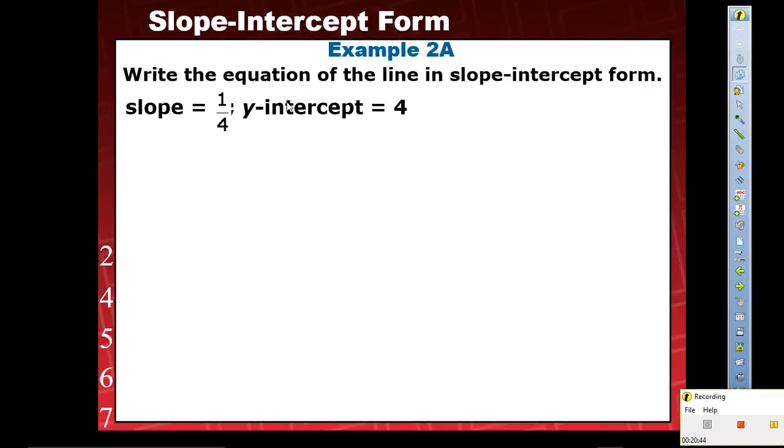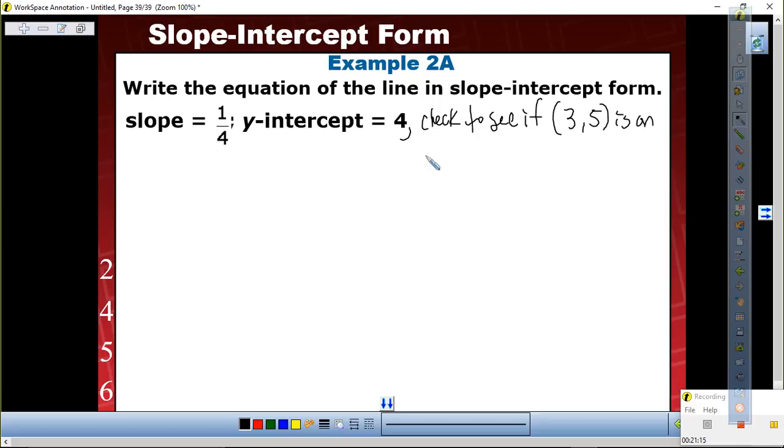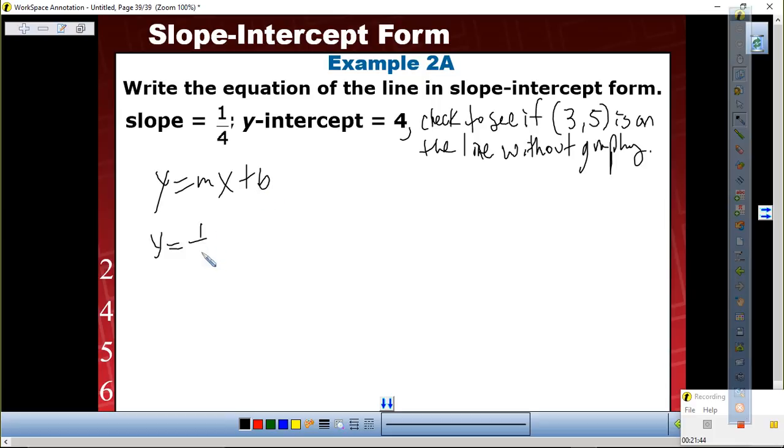Copy this one, example 2A at the top of the medium-sized one on the left side. At the top left, write the equation of the line in slope-intercept form, slope 1/4, y-intercept 4. Then write, comma, check to see if (3, 5) is on the line, but look at this last part, without graphing. We write our form, y equals mx plus b. So my equation is y equals 1/4 x plus 4.